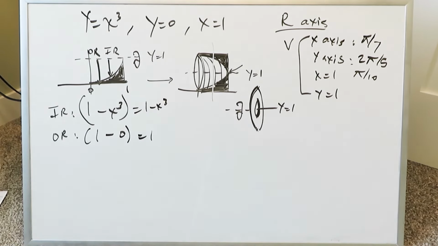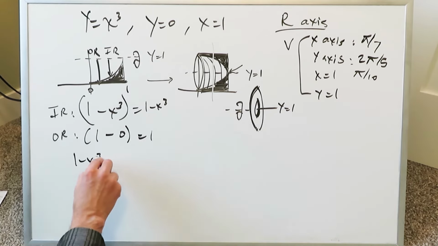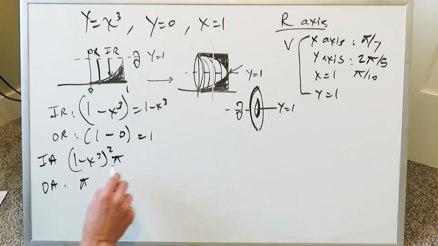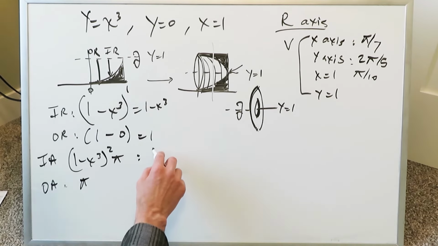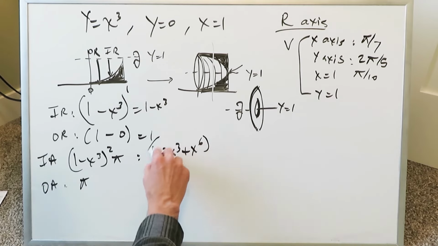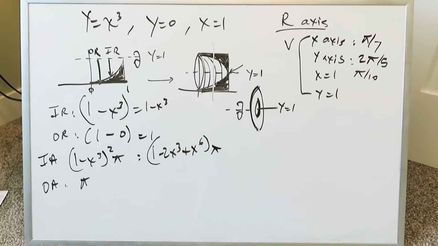But you have to run everything through the circle formula in terms of area, pi r squared. This right here will be pi times 1 minus x cubed, whole squared. That's my inner area, and my outer area will be pi. We have to calculate this inner area. It's going to be a good polynomial, which will generate pi times 1 minus 2x cubed plus x to the 6th. And here we still have a pi. So we have to now actually do the calculation over here. Let's do the calculation.